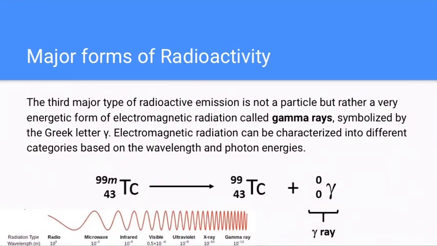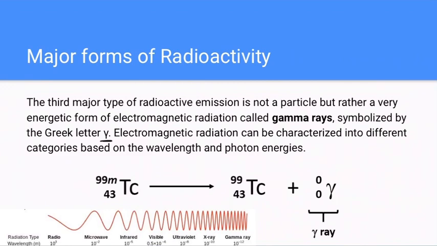Our third major type of radioactive emission is not a particle, but rather a very energetic form of electromagnetic radiation called gamma rays, symbolized by the Greek letter gamma. Electromagnetic radiation can be characterized into different categories based on the wavelength and photon energies. In the example at the bottom of this slide, technetium is going through gamma radiation by remaining the same nuclide but giving off gamma rays.